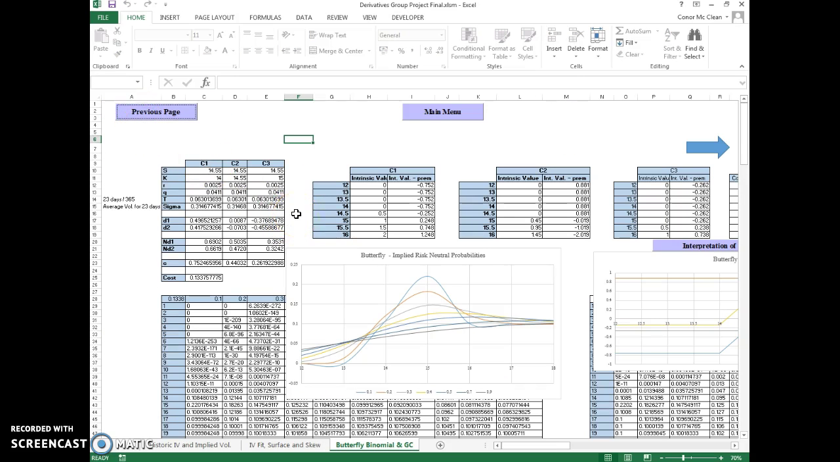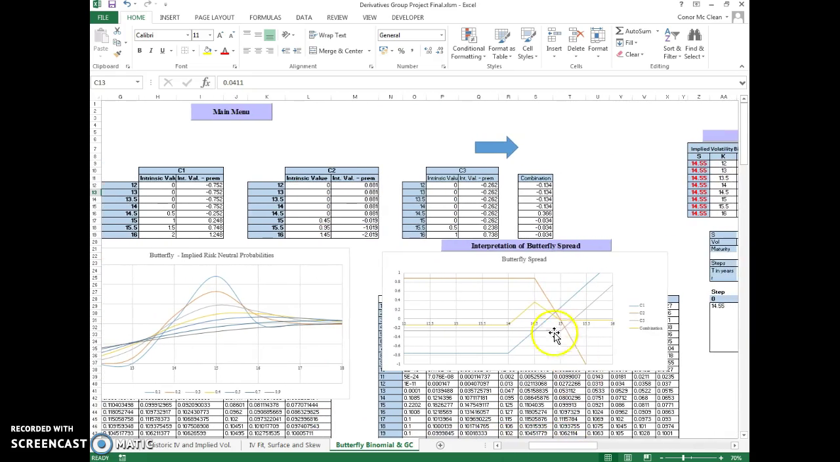Next was the butterfly, and we used the same R throughout as we did previously and same Q, which was obtained from Yahoo Finance. And then there was one low long call, one high one, and a short call in between them, two stocks. And then that can be seen on the butterfly spread here, and this is where we'd be making the profit, in the triangular part.